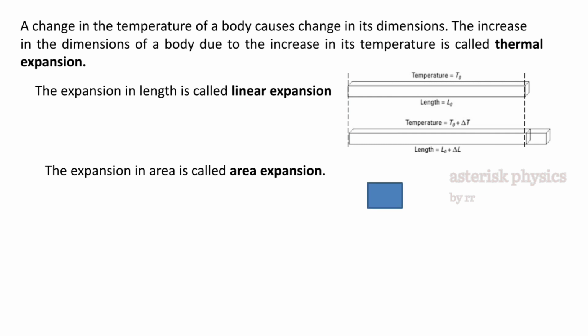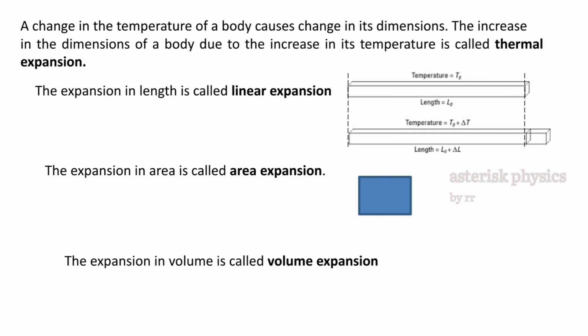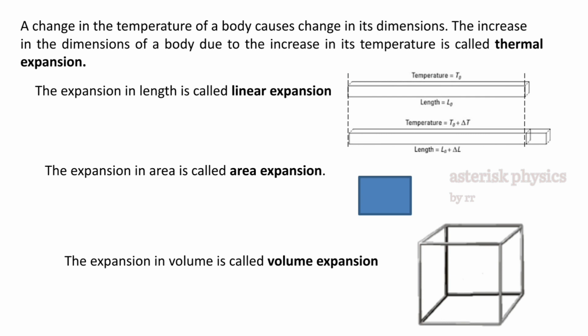The expansion in area is called area expansion. Here you can see an area. Let us consider it as A0, and when the temperature is increased, the area expands. The material body expands to another value, say A0 plus delta A. The expansion in volume is called volume expansion. Suppose we consider a cube of volume V0, and if the temperature is increased, then you can see that the volume also increases by an increment in volume, say delta V. So, the new volume will be V0 plus delta V.